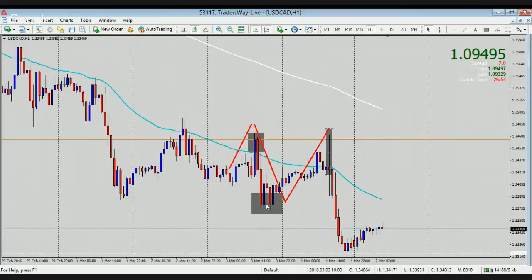So, let me delete these so you guys won't get confused. Okay, this gray box right here, traders got trapped there. They got trapped short. So you look for exits on the M formation where traders got trapped short.